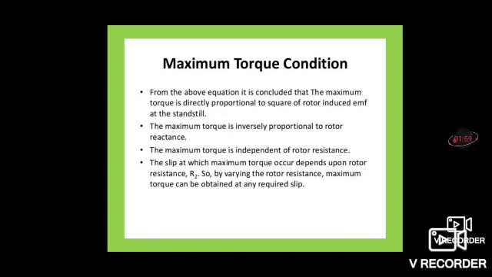From the above equation, it is concluded that the maximum torque is directly proportional to the square of the rotor induced EMF at standstill. The maximum torque is inversely proportional to rotor reactance. The maximum torque is independent of rotor resistance, since there is no resistance in the equation. The slip at which maximum torque occurs depends upon rotor resistance R2. So, by varying the rotor resistance, maximum torque can be obtained at any required slip.